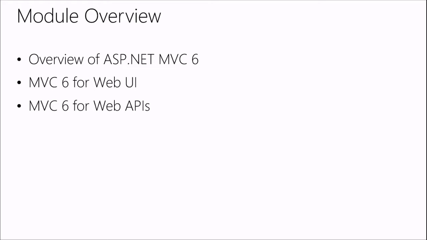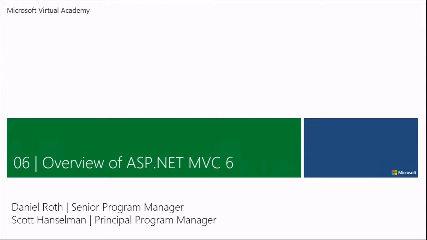And then after that, we'll talk about building web APIs, having content negotiation and JSON and XML data and those type of things. All right, cool. So first, let's talk about MVC 6.